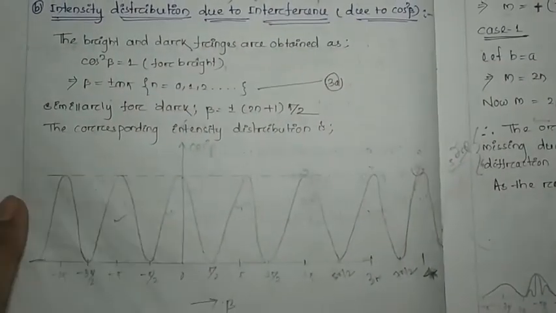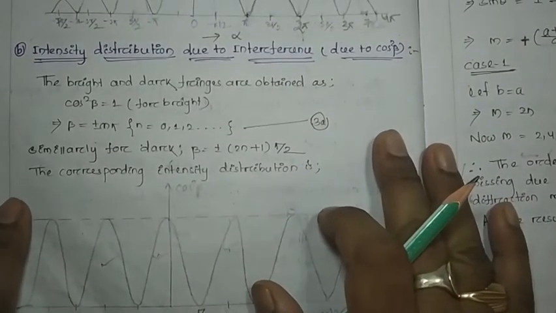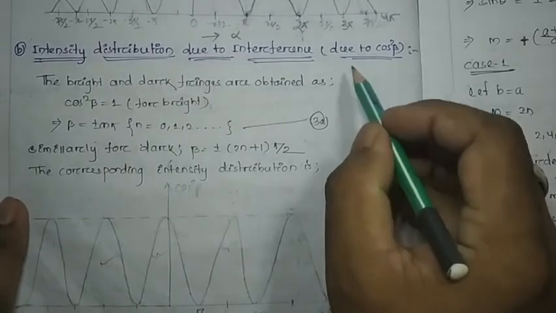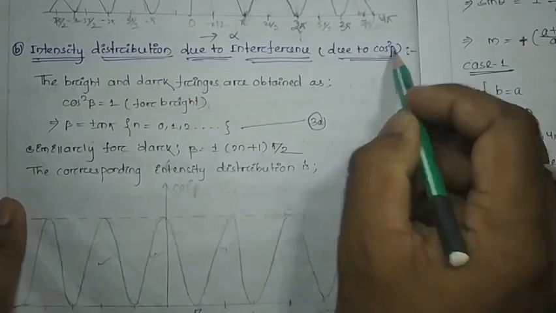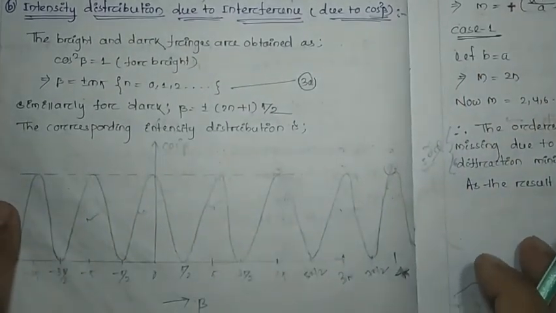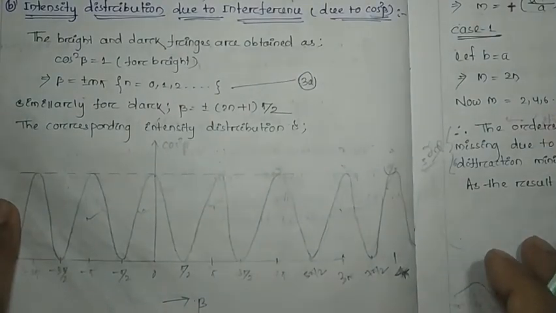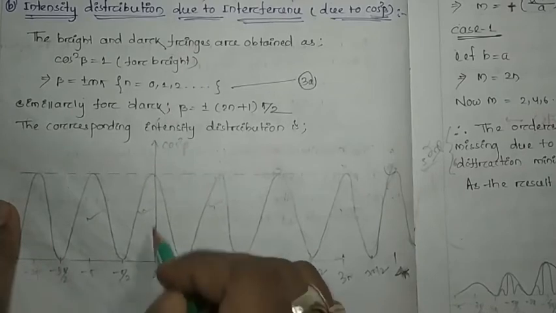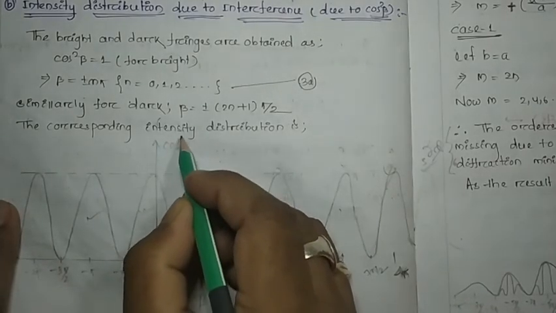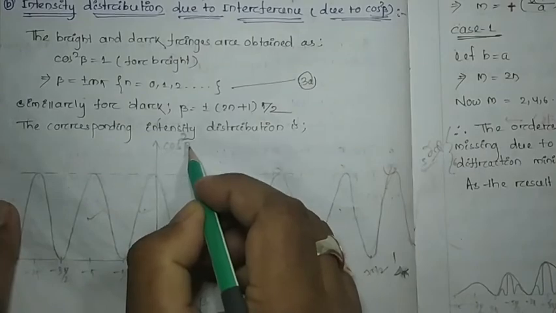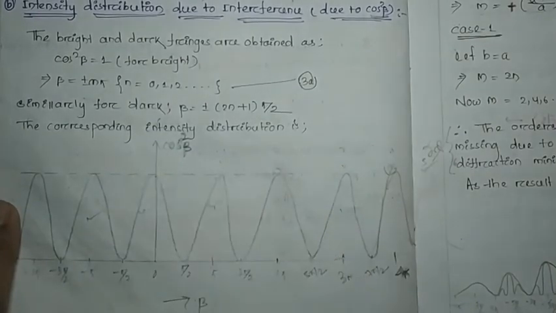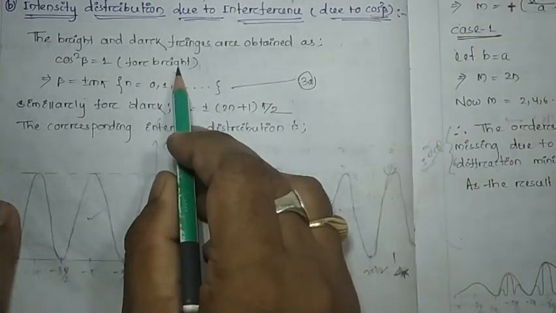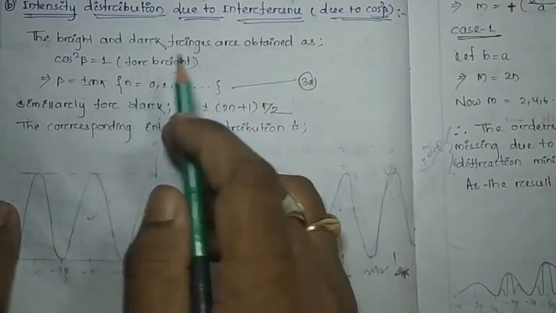Now we have to consider the other term which creates the interference. That term is cos square beta. Now we have to draw the intensity distribution by considering the x-axis as beta and the y-axis as cos square beta. Here cos square beta will be 1 for the bright fringe and cos square beta will be 0 for the dark fringe.